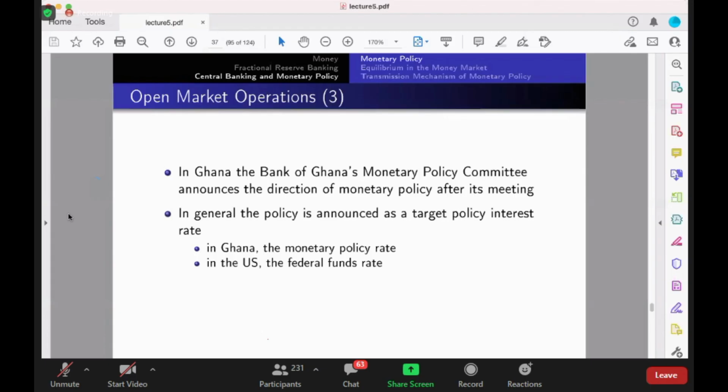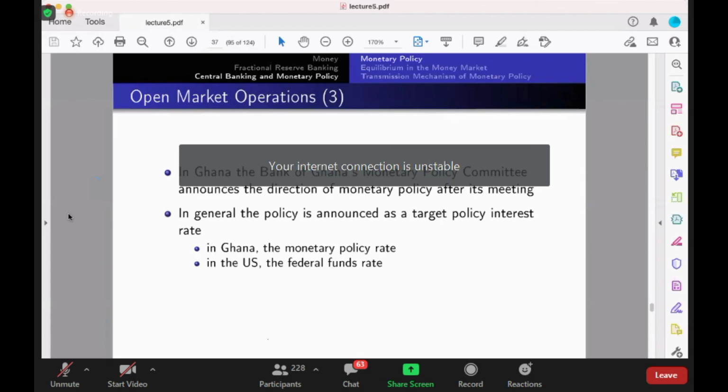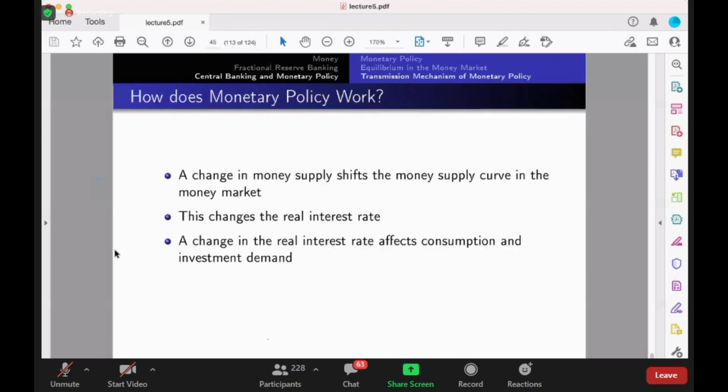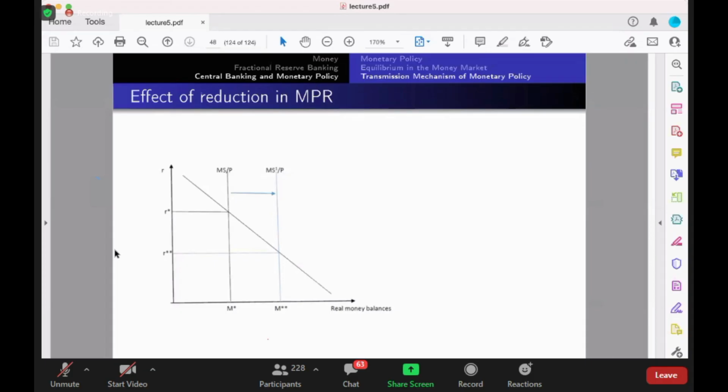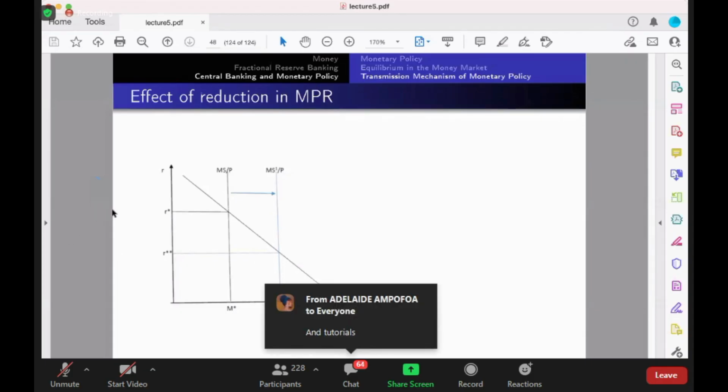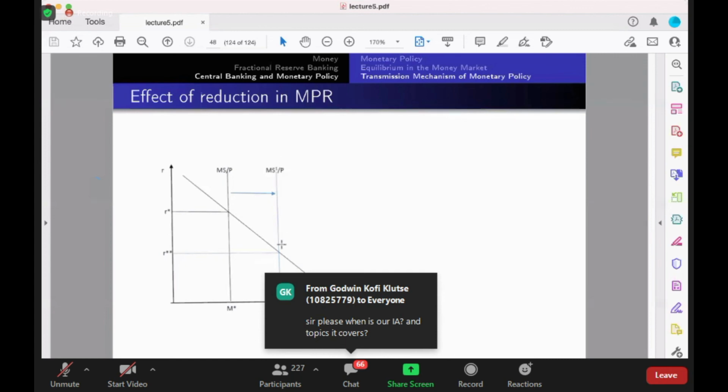All right. Matilda. Sir, please, could you go over the last diagram again? All right. So what I'm saying is that there is a reduction in the real monetary policy rate. We should expect other interest rates to drop. So if the interest rate drops, there should be an increase in what? Money supply for equilibrium to be what? Restored.